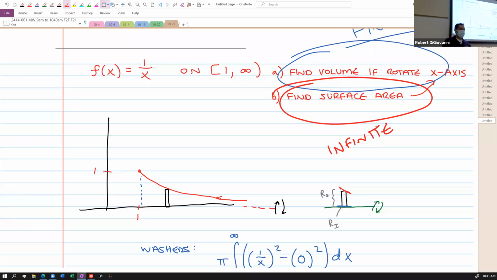It's called Gabriel's paradox. It is a paradox. We'll talk more about it next time. But it's weird, right? It's like you can fill it, but you can't paint it. There's a reason why. You should Google it. There's all sorts of crazy stuff on the internet about it. Gabriel's paradox. It's called Gabriel's horn.